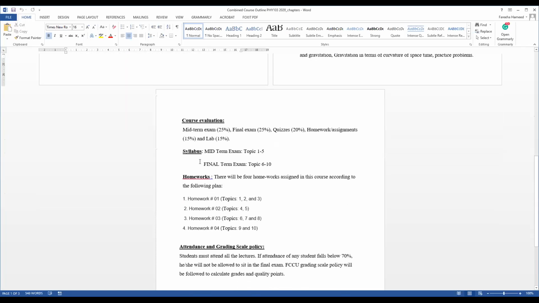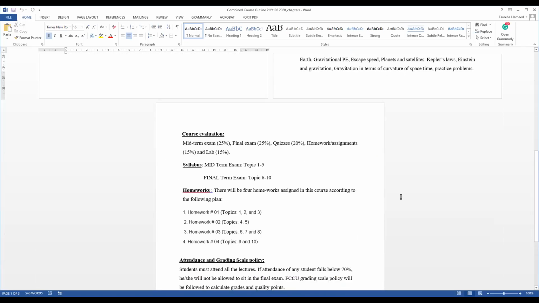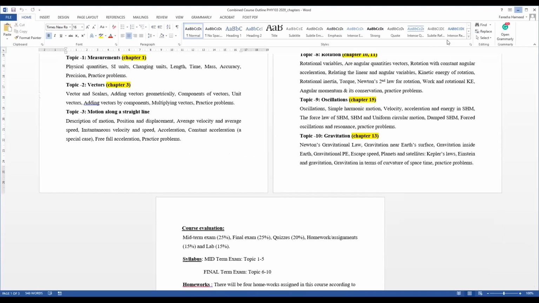And also, you know that your final exam will be topic number 6 to 10. Topic number 6 to 10 means this will be chapter number 7 to 11, and then 13 and 15. So these are the chapters that you will have to prepare. And also remember, please regularly do your homework related to your lab work, because your lab work will also be graded. Okay? Is that clear?